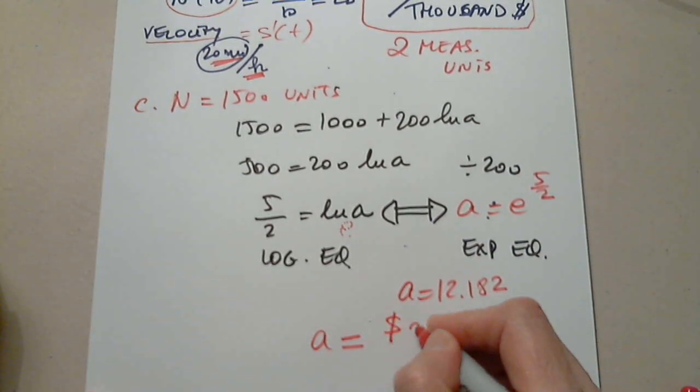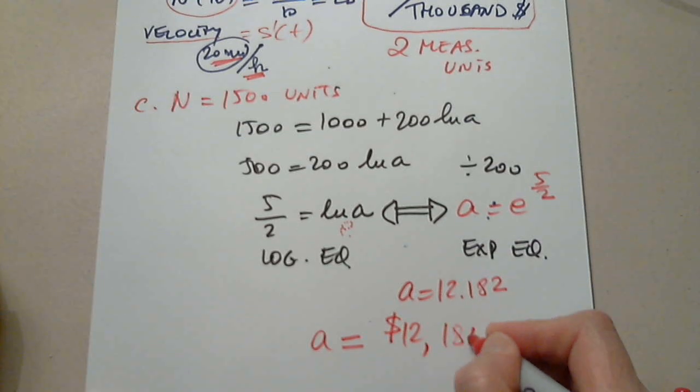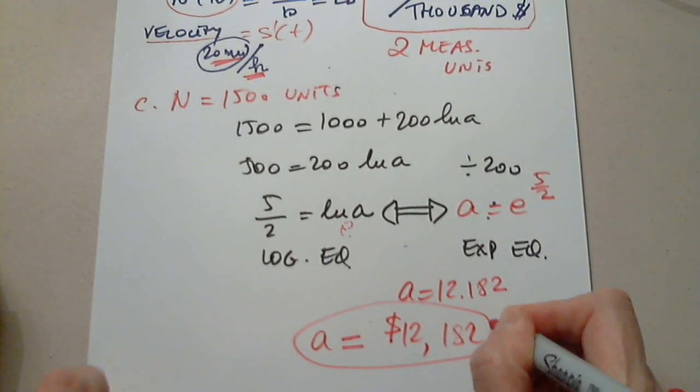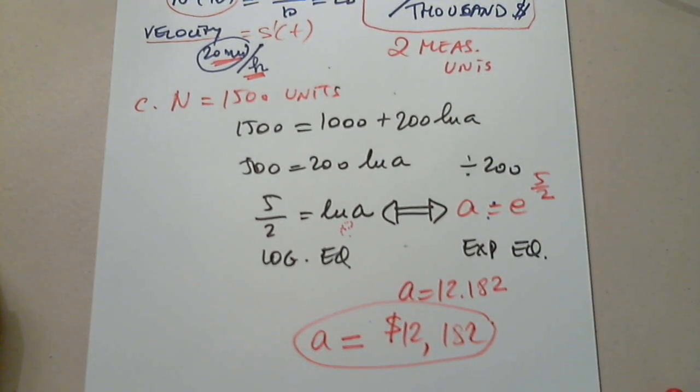Yes. Because A is in thousands, so I have to multiply this by 1,000. That's the reason why I chose to copy 3 decimal digits. Awesome. There is another question here. Where is my book? Okay.